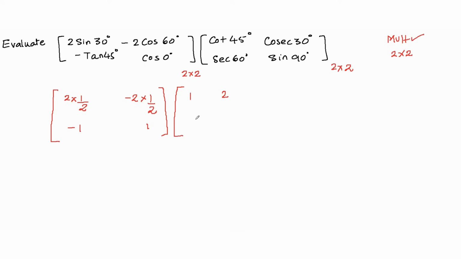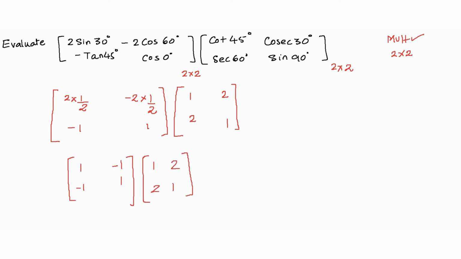Cos 60 is also half, which means sec 60 is 2. And sine 90 is equal to 1, right? So now if I try to simplify these matrices, 2 into half is 1 and this is negative 1. Minus 2 into half is negative 1 and this is positive 1. Multiplied by 1, 2, 2 and 1.